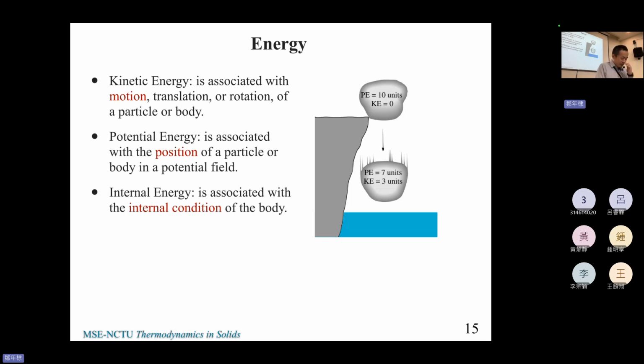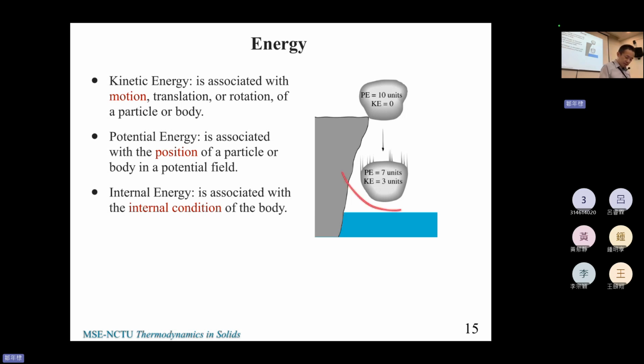Okay. And kinetic energy is associated with motion. If something has motion, movement, displacement, translation, rotation, it has kinetic energy. Potential energy, on the other hand, is something that if you put it at a certain stage, at that status, it has its own energy. And if the condition changes, the potential energy may be released.